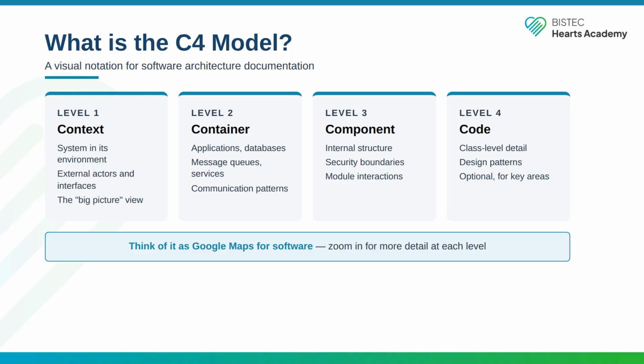Think of it exactly like Google Maps. Level 1 is the country, you see cities. Level 2 is the city, you see neighborhoods. Level 3 is a neighborhood, you see streets and buildings. Level 4 is a building, you see the floor plan. You choose the zoom level based on what question you're answering.